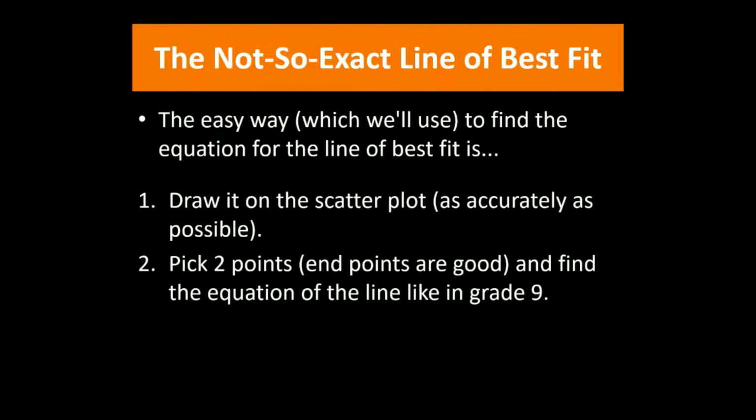Pick 2 points on the line, not 2 of the data points that happen to be on the line or close to the line, just 2 points that actually fall on the line, even if they're not data points, especially if they aren't data points. Do not use data points. Pick 2 points on the line, find the slope between those 2 points, use one of the points on it to find the equation. So basically exactly what you did in grade 9.